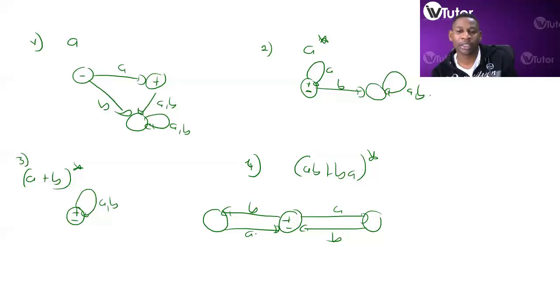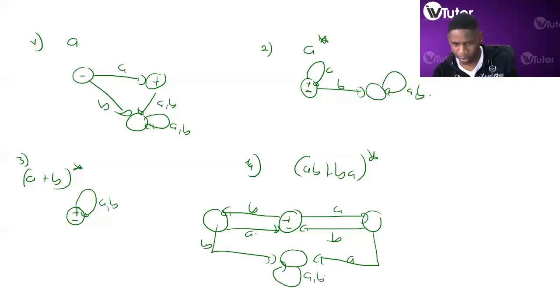Now what we can see here is that this state does not have an A output, and this one does not have a B output. So here it's a looping state for A and B. So those are some of the most general representations. Now let's look at the actual questions.